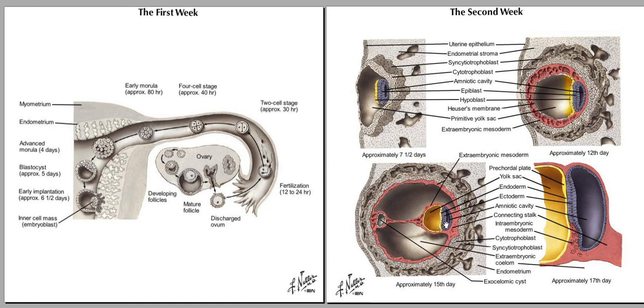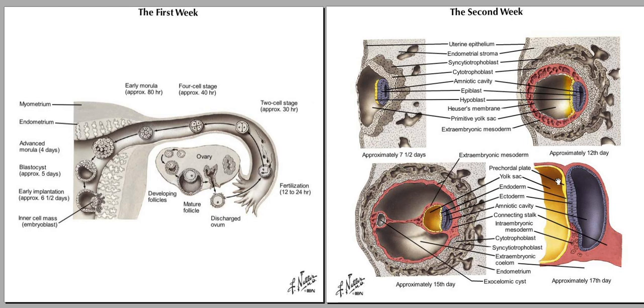And of course the amniotic cavity within here, and the ectoderm, the endoderm. So this is a connecting stalk. Here your guess is right, the syncytiotrophoblast and then the cytotrophoblast. Over here is the endometrium, and here, like I said, the extra embryonic mesoderm.